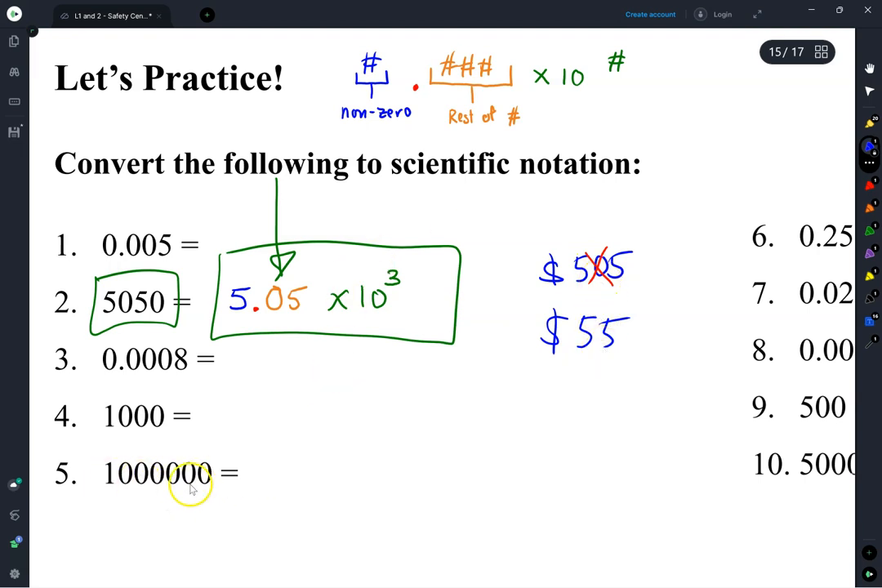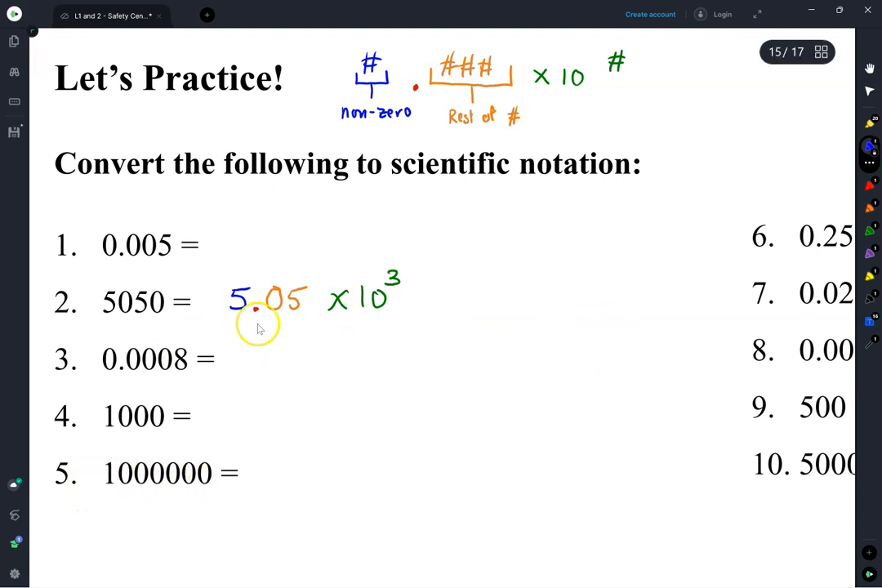Let's try number 5, for example. The first non-zero number I find is a 1, so I'll put that there. Follow it up with a decimal, and then we write the rest of the number. But as you can see, there are no other numbers there except for zeros, which we're trying to get rid of, so I can leave it at that. Now, it's always weird having a decimal without any other numbers afterwards. I'm just going to erase it, otherwise someone might think it's a period to end a sentence.